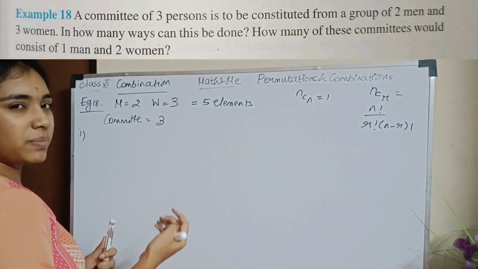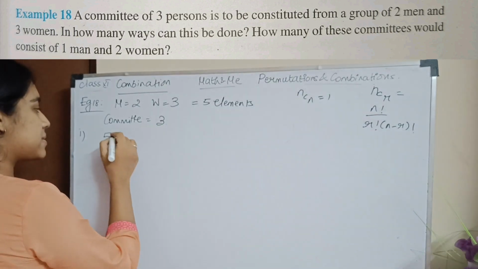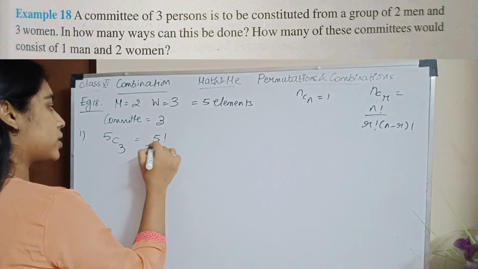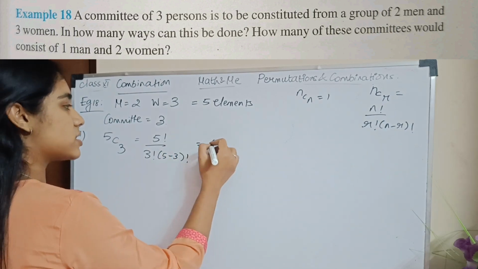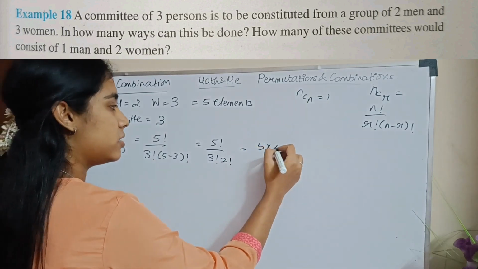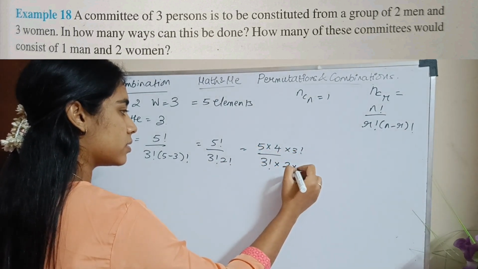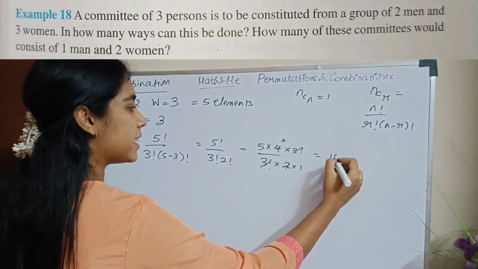But here I'm only simply going to choose. So I need 3 people. In total I have 5. So I can simply choose 3 people from the committee, which will be 5 factorial divided by 3 factorial times 5 minus 3 factorial. So this will be 5 factorial, 3 factorial, 2 factorial. 5 fours are 20, 3 cancels, and with the 2, this will be 10 ways.